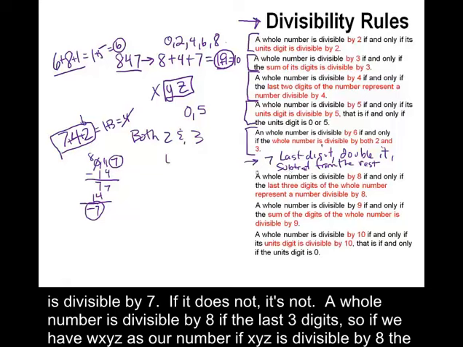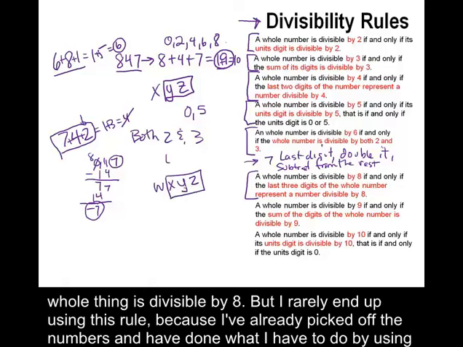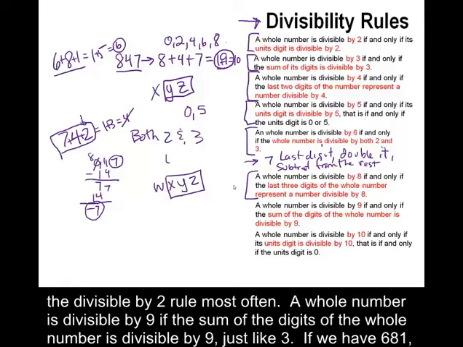A whole number is divisible by 8 if the last 3 digits, so if we have W, X, Y, and Z as our number, if X, Y, and Z is divisible by 8, the whole thing is divisible by 8. But I rarely end up using this rule because I've already picked off the numbers and done what I have to do by using the divisible by 2 rule most often.